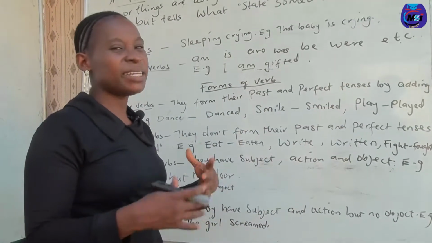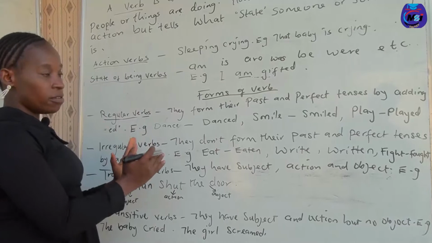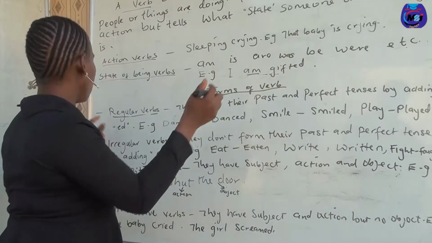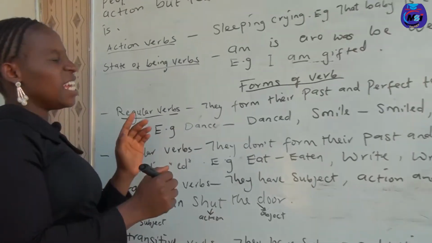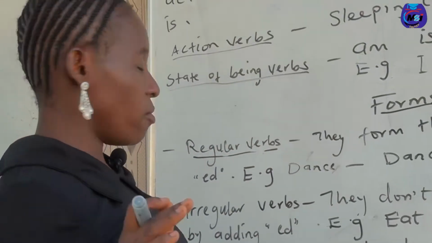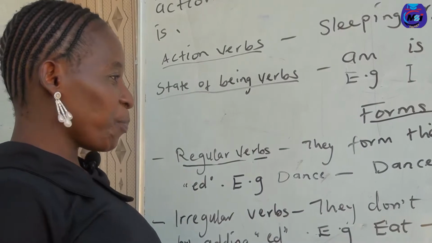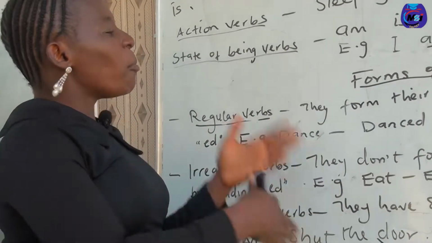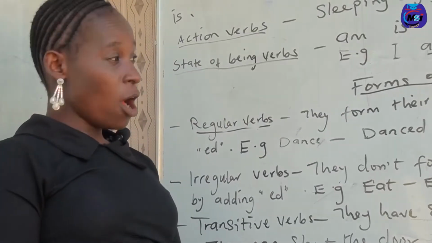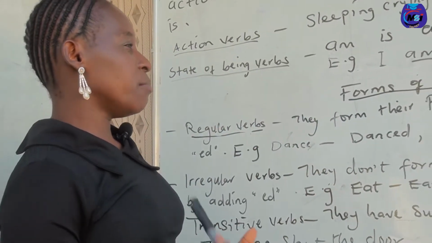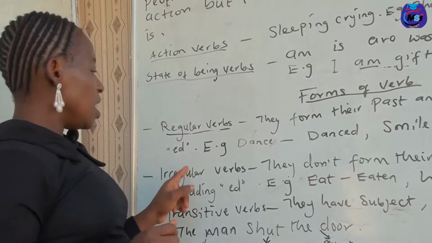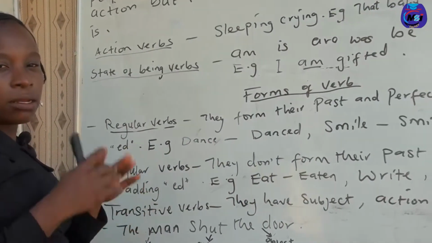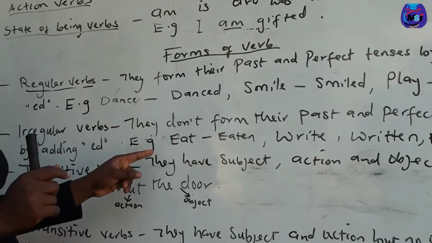Play, played. Any verb you come across that has the past and perfect tenses with ed is a regular verb. Always remember that. Okay, so let's go to irregular verbs. It is the opposite of regular verbs. While regular verbs form the past and perfect tenses by adding ed, the irregular verbs don't have ed. It could take another shape. For instance, look at the word eat.